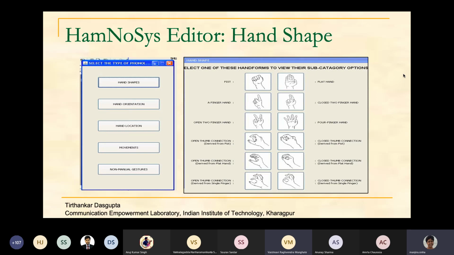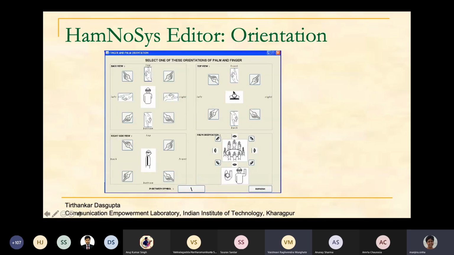So basically the idea is like this: for Hamnosis, what do we need? Hand shape, hand orientation, hand location, hand movement, and non-manual gesture. So this editor gives each of the options. It says, tell us about the hand shape. When the user selects a hand shape, say flat hand, then it asks for the hand orientation, then the hand location, then the hand movement, and then the non-manual gesture. From all the information, it generates a sign language.